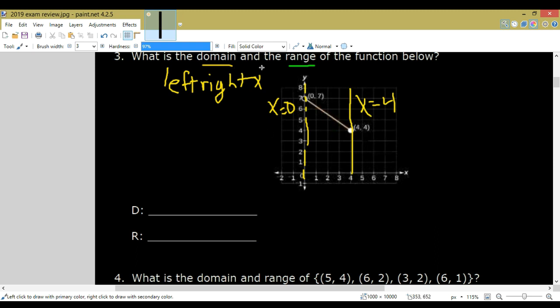So your domain, you take the left x, 0. You take the right x, you put that on the right side. We're talking about the letter x, so we put x in the middle. Put our less than signs. The left x is an open hole. That means there's no line. This is a closed point, so we put a line.